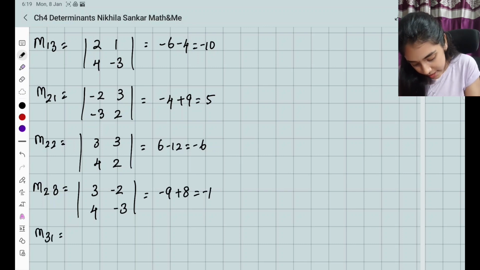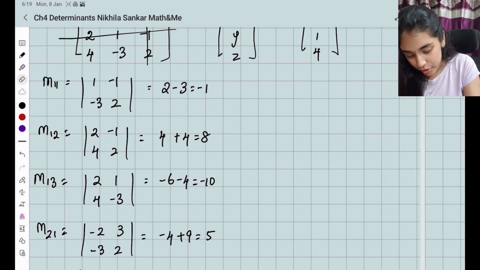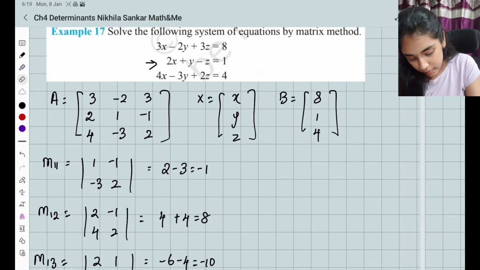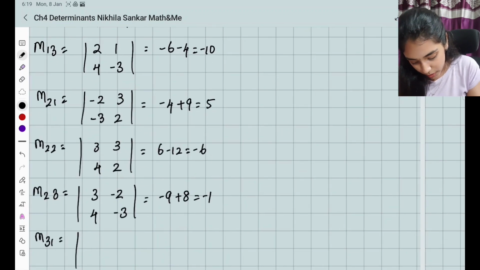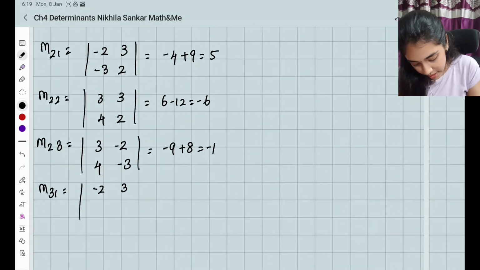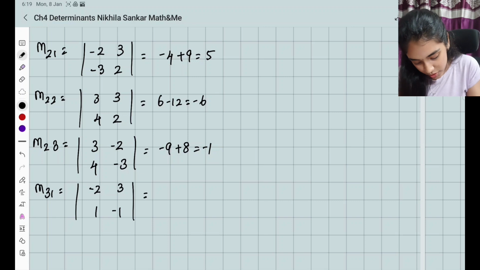Then M31. In the last row, I'm going to erase this. So I have minus 2, 3, 1 minus 1. So this is going to be 2 minus 3 which is minus 1.